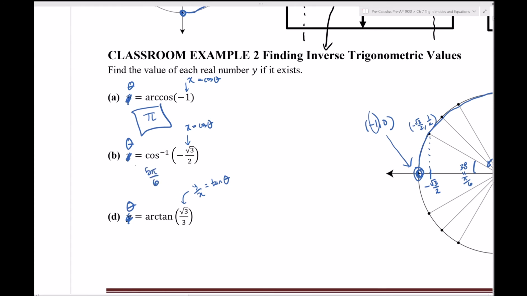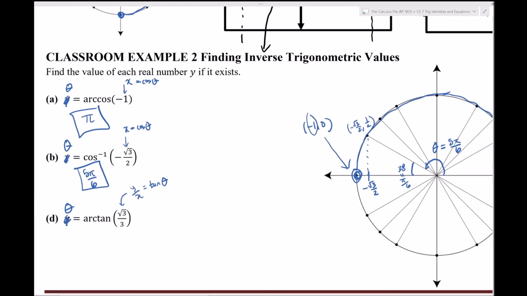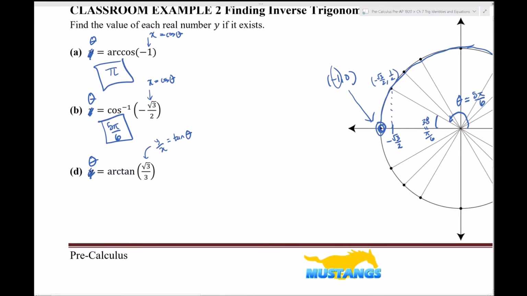If you have your unit circle ready or handy, you're literally just looking for the angle that makes the x-coordinate negative square root of 3 over 2 on the upper half. Now let's try this for arctangent. Letter D.